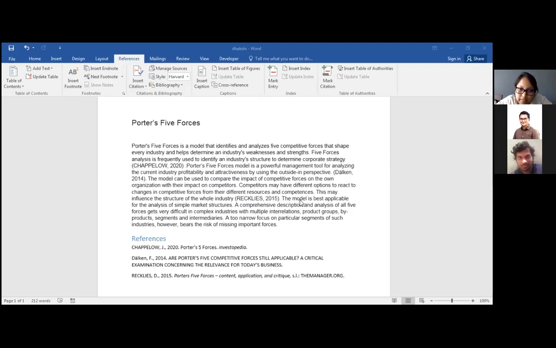It says the model is best applicable for the analysis of simple market structures. A comprehensive description and analysis of all 5 forces gets very difficult in complex industries. So basically it doesn't cater to all industries equally. So that's one thing. Well, others, it's a good start.